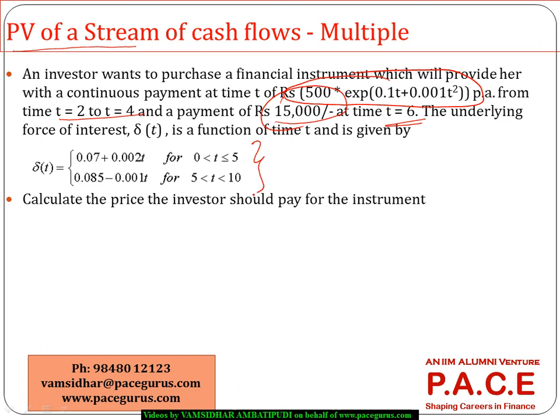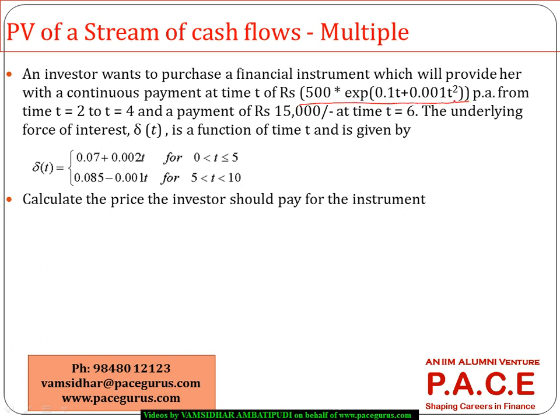But in this whole process, the force of interest is variable during this period. So it's a slight complication of both the streams of cash flows as well as the variable interest rates, which results in trying to find the present value of the entire thing and helping the investor compute what should be the price that needs to be paid for this investment. We'll try to solve both of them one by one.